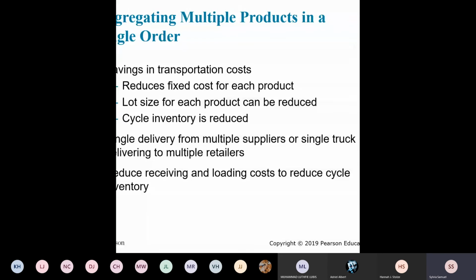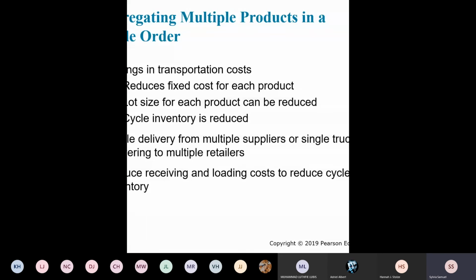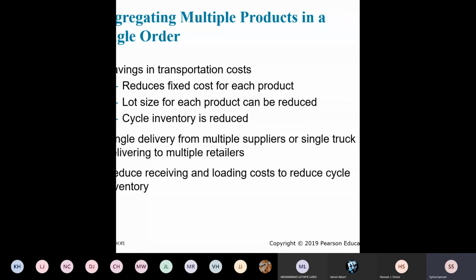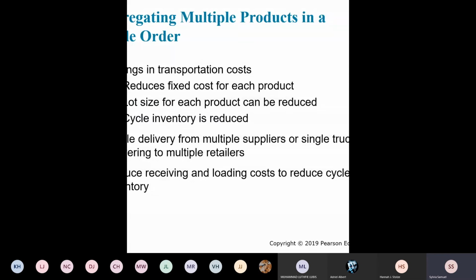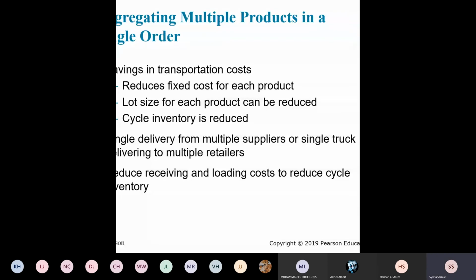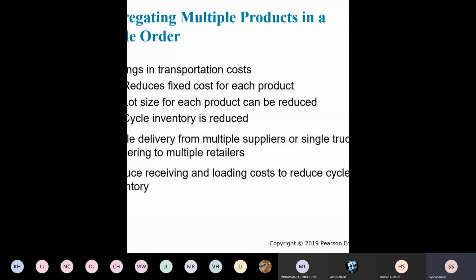Why do we need to reduce the cycle inventory? As we know, we don't want to have too many stocks in our warehouse or in our company. Make sure we just have enough to fulfill the needs or the demands, and then we will make an order for next seasons. So that's why the formula of economic order quantity is really important.